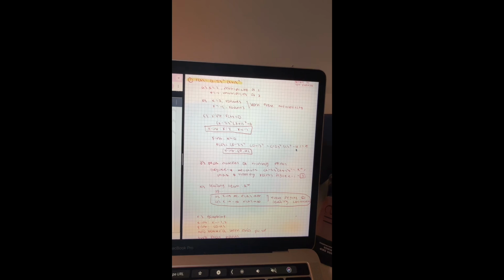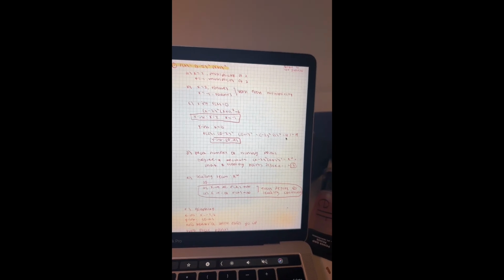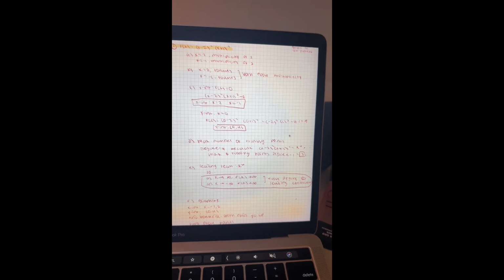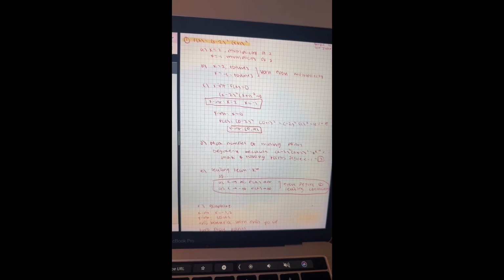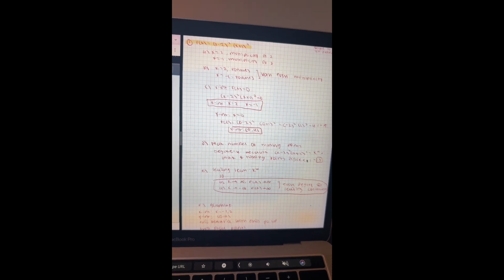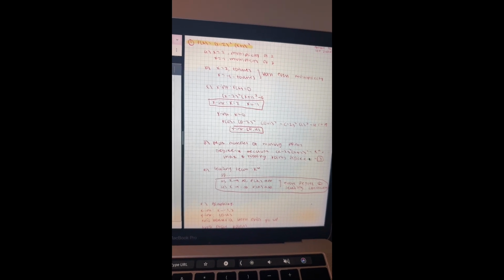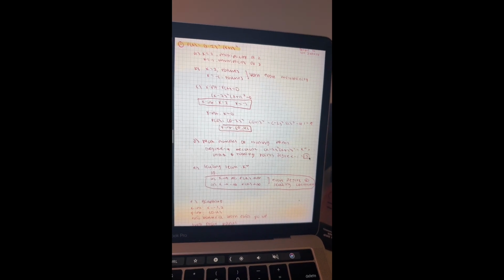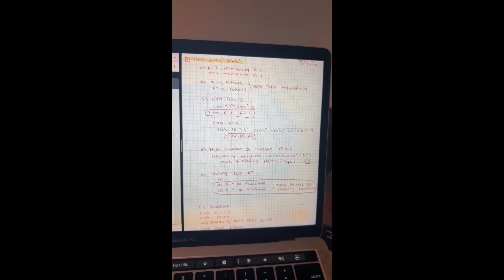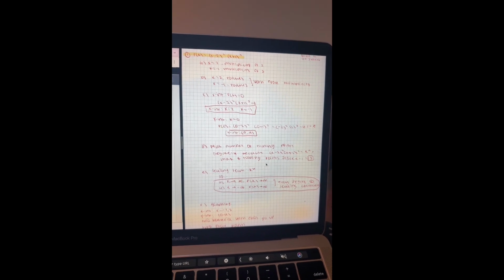For D, it's asking to determine the maximum number of turning points of the graph. The maximum number of turning points for a polynomial is the degree minus 1. Since both factors are squared, you're gonna do 2 plus 2 equals 4, and then 4 minus 1, and you're gonna end up getting 3. So that will be the maximum number of turning points on this graph.